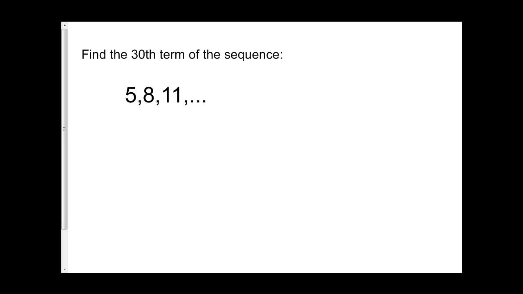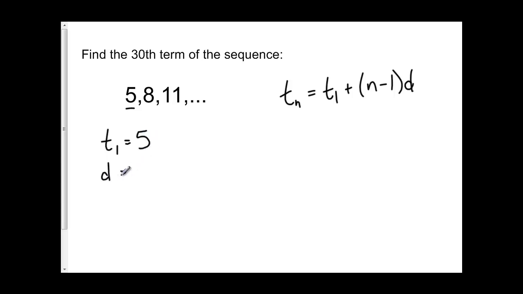So in the sequence 5, 8, 11, if we want to try and find the 30th term of the sequence, we're going to use the expression Tn equals T1 plus n minus 1 times d. T1 is our first term, so in this case that's going to be 5. D is the amount that it's going up by every time. Well, we can see that we're adding 3 to every term to get the next term, so our d is positive 3. And our n is the number of terms. So in this case, we want the 30th term, so n is going to be 30.